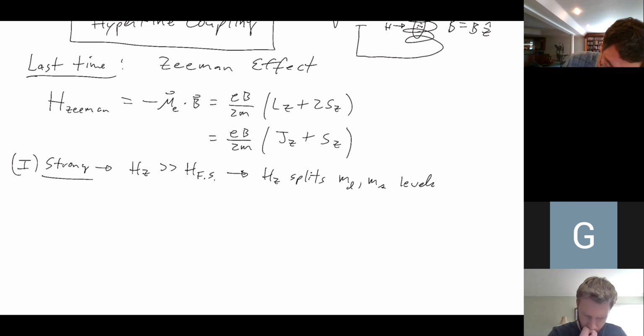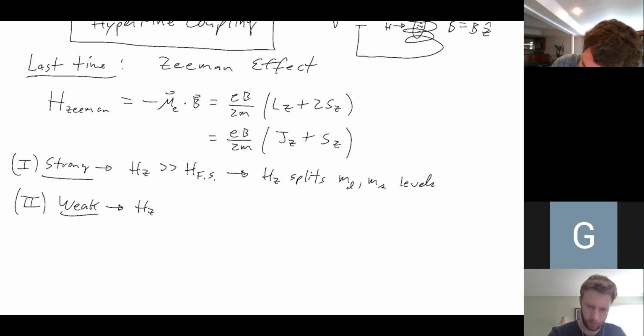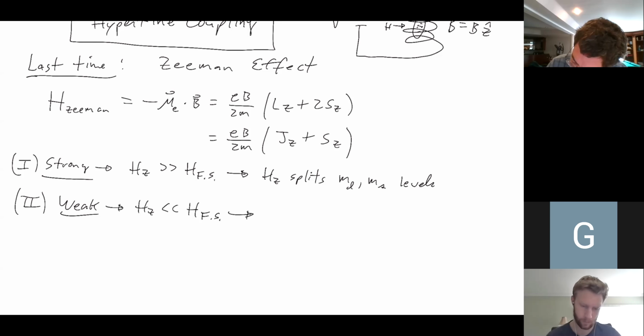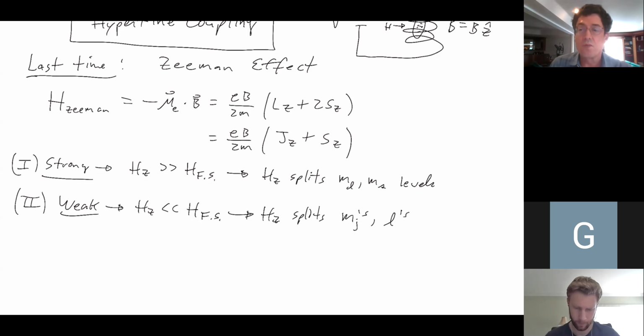And then we talked about the weak field regime, which was the next easy one, in which case the Zeeman Hamiltonian is way smaller than the fine structure. In this case, the Zeeman effect splits the m sub j levels and also different l levels within the degenerate manifold.